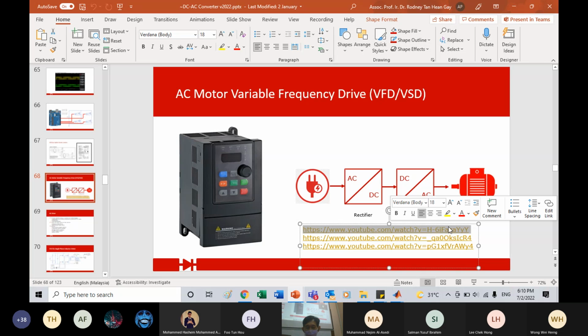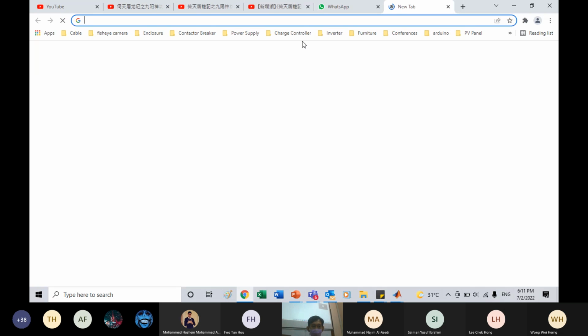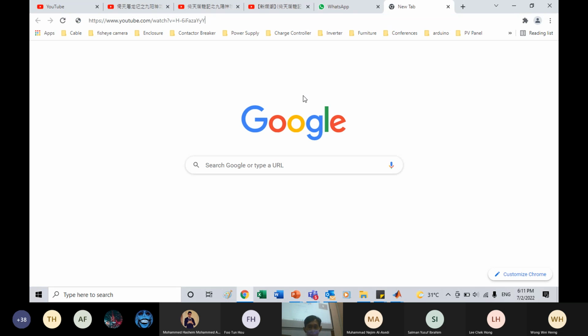This is one of the devices that much of the industry is using right now for energy efficiency.